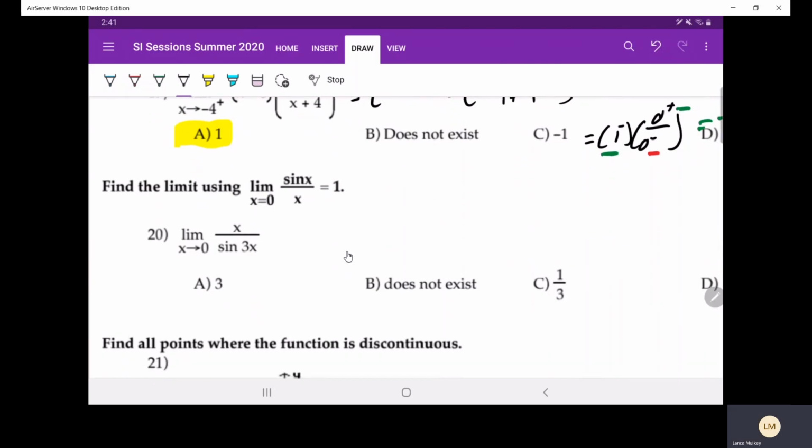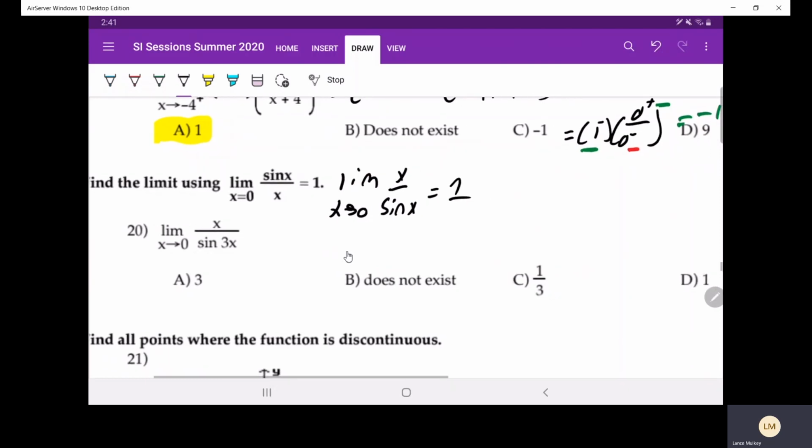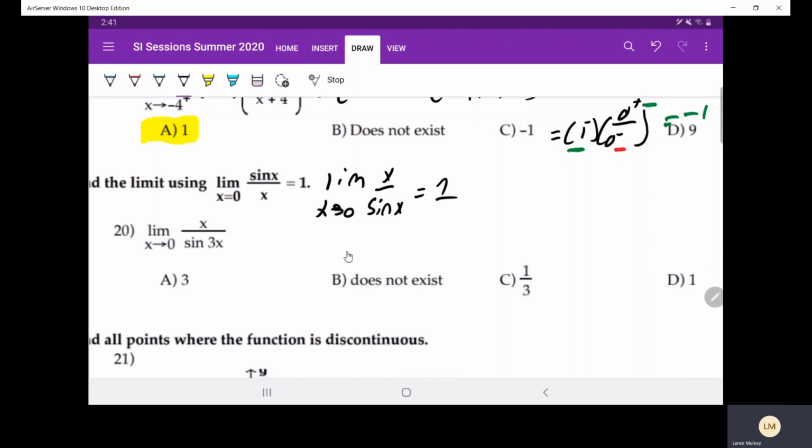Theorem: the limit as x approaches 0 of x over sine x equals 1. So what we need on top right here is a 3x. If we multiply this by 3 over 3, it equals one third times the limit as x approaches 0 of 3x over sine 3x, which equals 1/3 times 1, which equals 1/3.